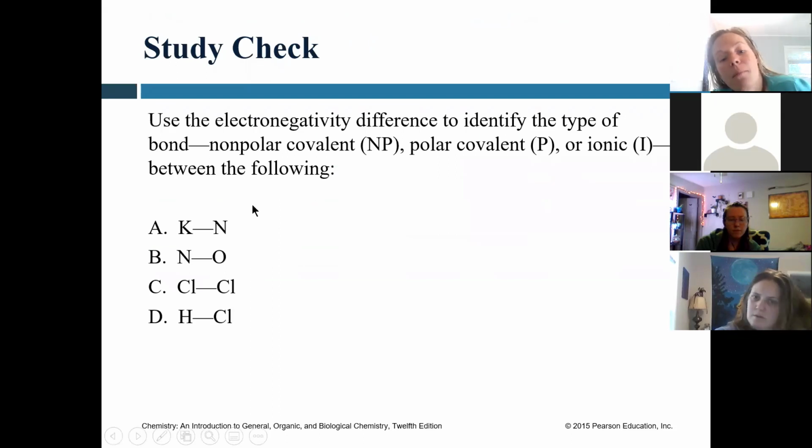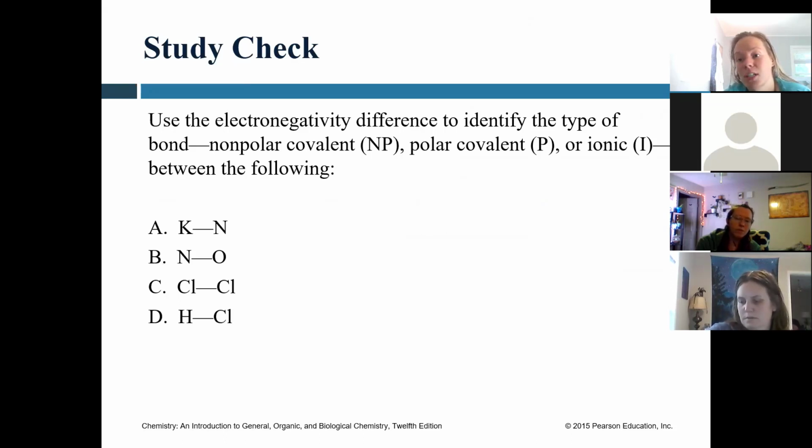All right, so look at these and see if you can decide whether they are nonpolar covalent, polar covalent, or ionic. And I know I don't have the sheet up, the electronegativities. So you can either look up the electronegativities on your phone or guess, see what happens. If you can get the concept of it, just say, oh, I think those are probably far enough from each other to be this or that.